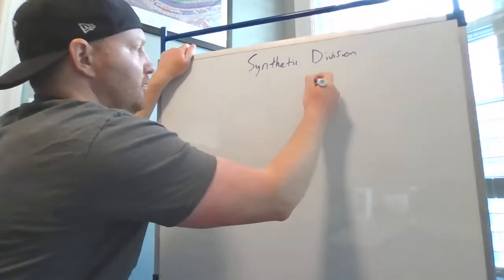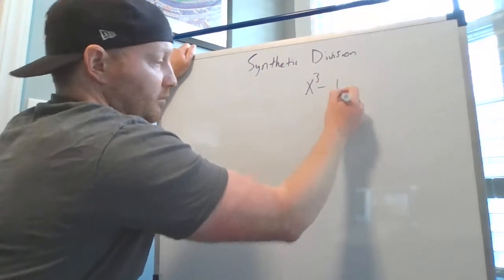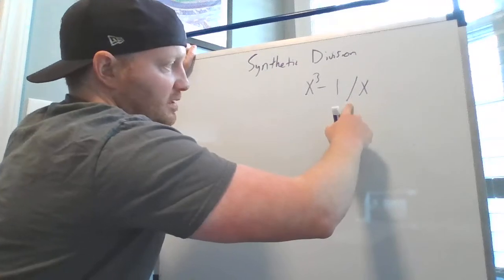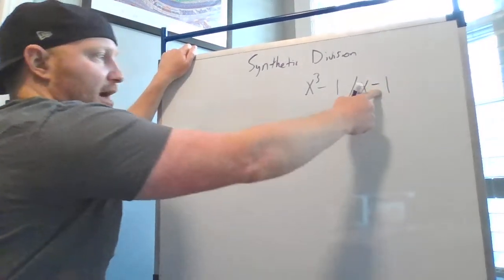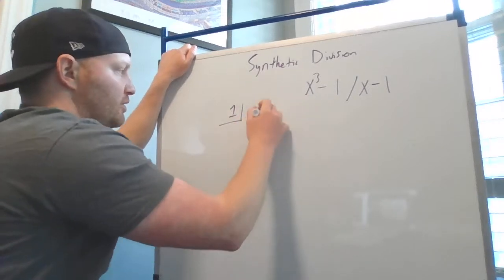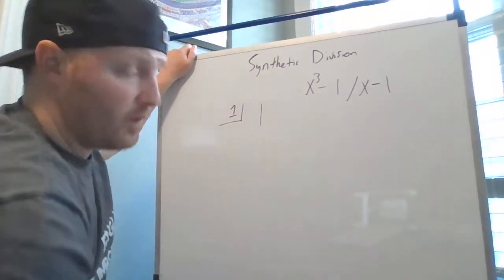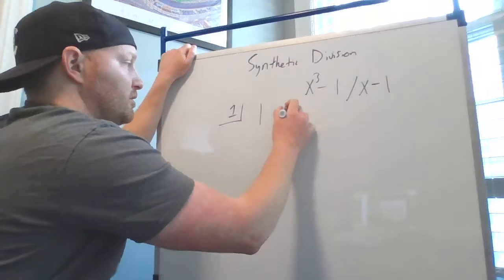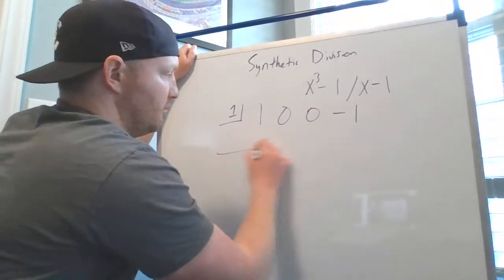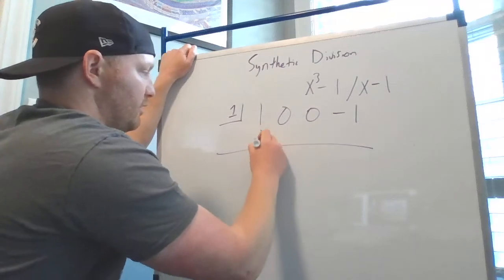x to the third minus 1 divided by, I'm just doing this symbol, this means the same as divided by x minus 1. Opposite of negative 1 is just 1. Up here, put the coefficient of 1. I'm missing x squared and I'm missing x. So 2 zeros this time and negative 1. Drop it down. Bring this 1 down here.